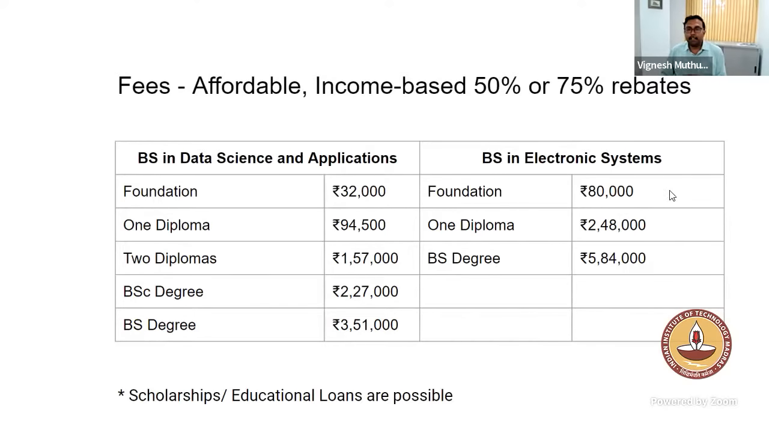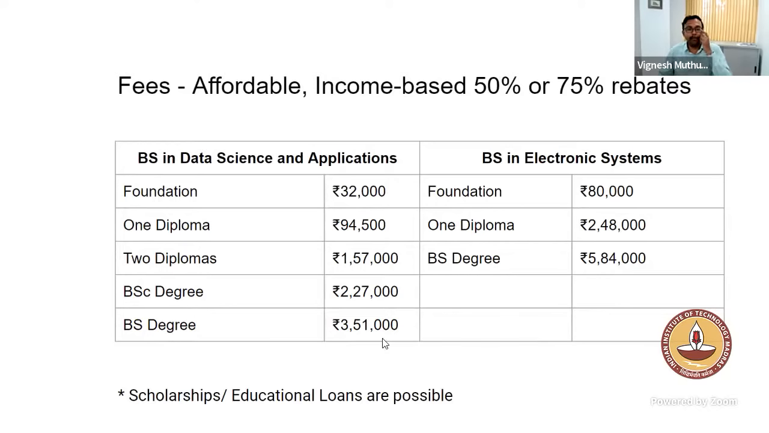So the same structure for the BS in electronic systems is also given. So please understand that there are scholarships and education loans which are possible. Students who have a family income less than 5 lakhs get an interest-free loan from IIT Madras. Basically, it's an interest-free long-term loan which can then be paid back by the student at a later point. So basically 50% is considered to be paid by IIT Madras. So only 50% of the fee has to be paid if the family income is less than 5 lakhs. If the family income is less than 1 lakh, then 75% is covered by IIT Madras, and only 25% has to be paid from the student side.